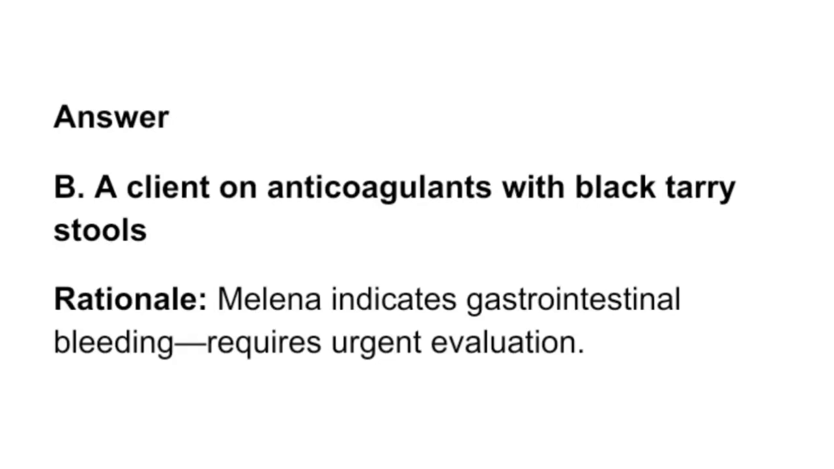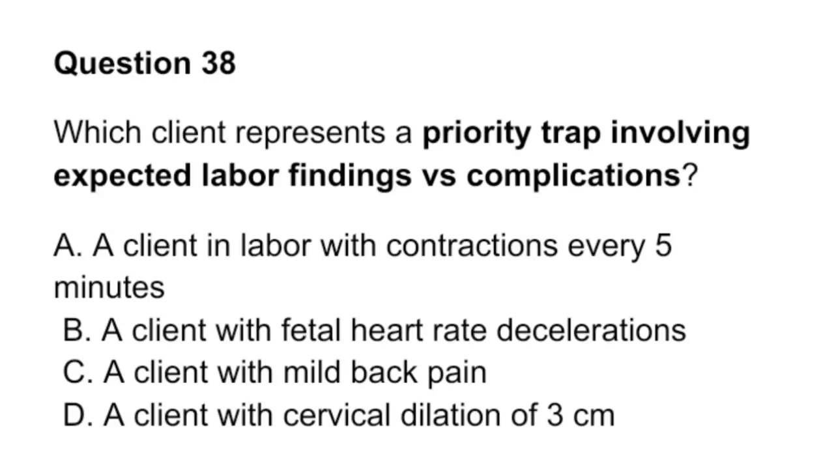Answer. B. A client on anticoagulants with black tarry stools. Rationale. Melena indicates gastrointestinal bleeding, requires urgent evaluation. Question 38. Which client represents a priority trap involving expected labor findings versus complications? A. A client in labor with contractions every 5 minutes. B. A client with fetal heart rate decelerations. C. A client with mild back pain. D. A client with cervical dilation of 3 centimeters.